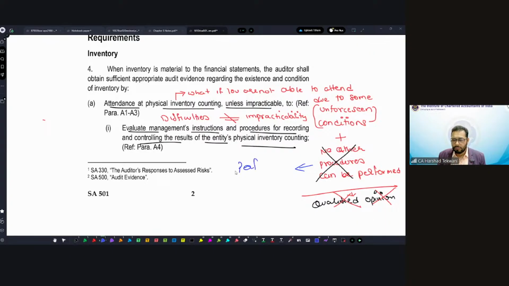Right, sir. In this case, you rightly wrote that unforeseeable condition plus no other procedure can be performed. That is the reason I came to the conclusion to withdraw from the engagement. Yeah, so you have to perform other procedures anyhow. You need to get sufficient and appropriate audit evidence. It means you can send another auditor. If he is not there, go on some other date. If that is also not possible, think of some other audit procedures. If not, then don't issue the opinion till your audit is over, at least.